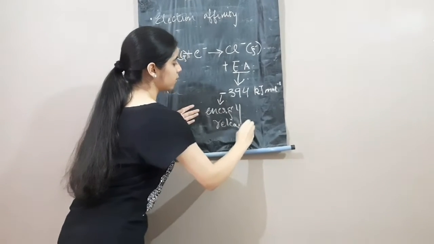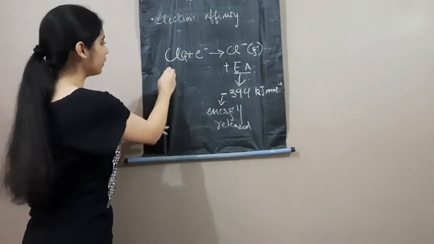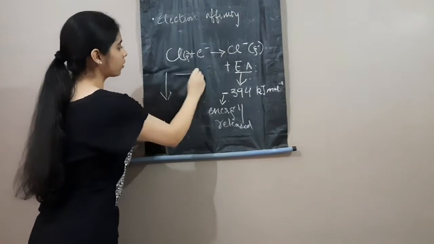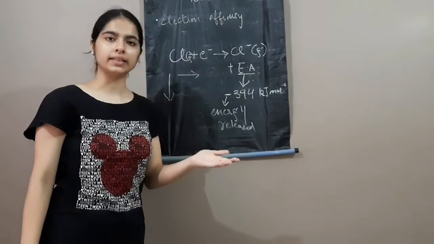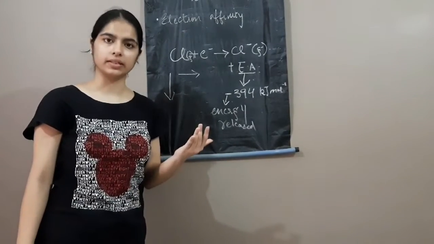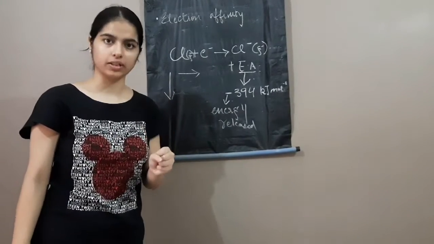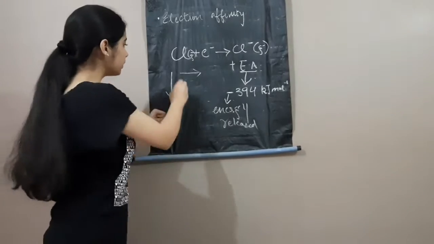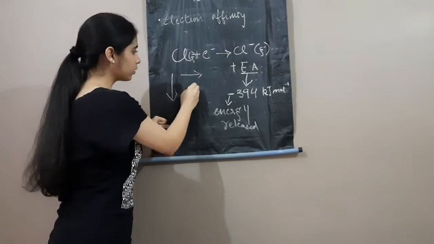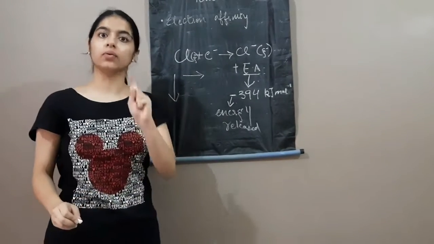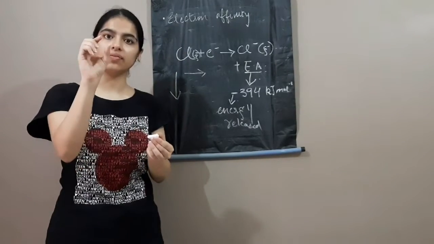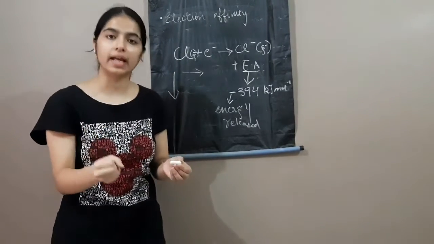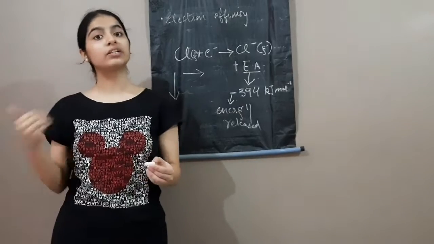Right? So now what is the trend when we go down the group or across the period? Now when we go down the group, the atomic size increases, that is the number of shells increases, and thereby the nuclear charge effect decreases. So when we go down, will it gain an electron? No, because it has very few electrons in its outermost orbit and a lesser nuclear charge that will easily remove the electron.